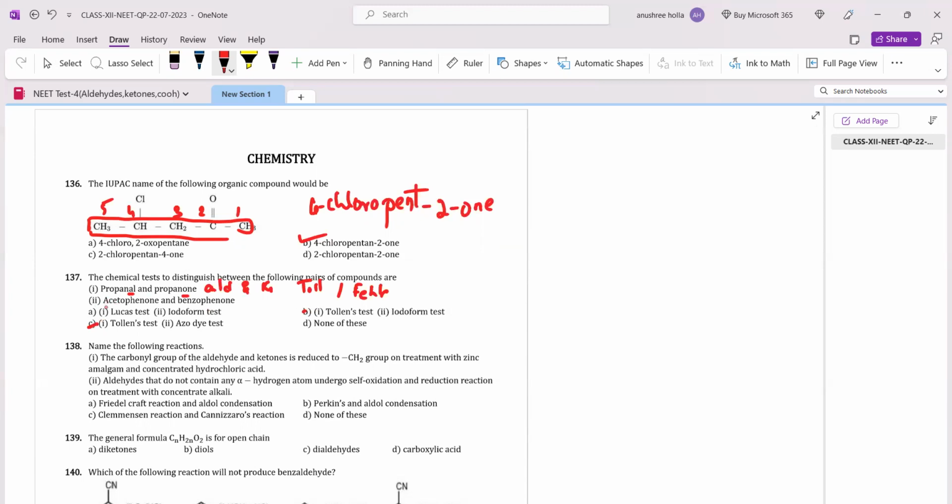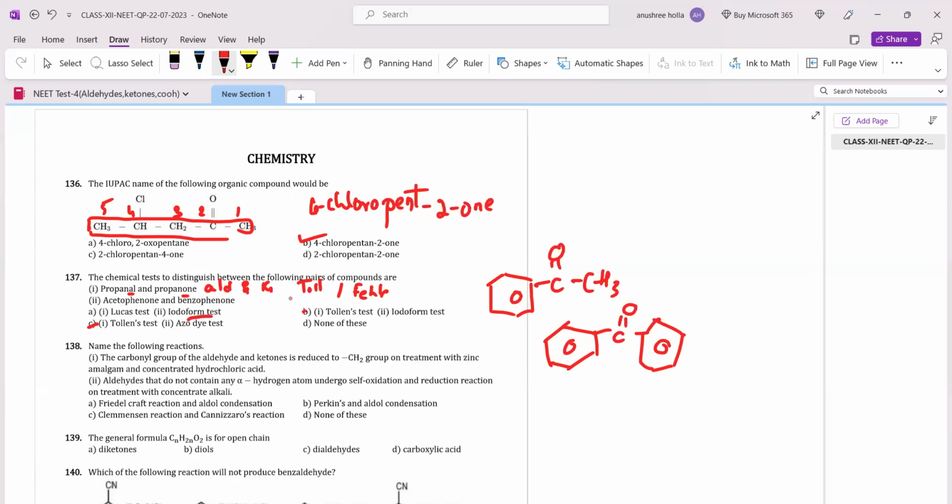Okay, let's check the second one, acetophenone and benzophenone. Acetophenone is this, COCH3, and benzophenone is this. Both are ketones. Obviously, we cannot distinguish with Tollens test or any other test. But we have iodoform test.